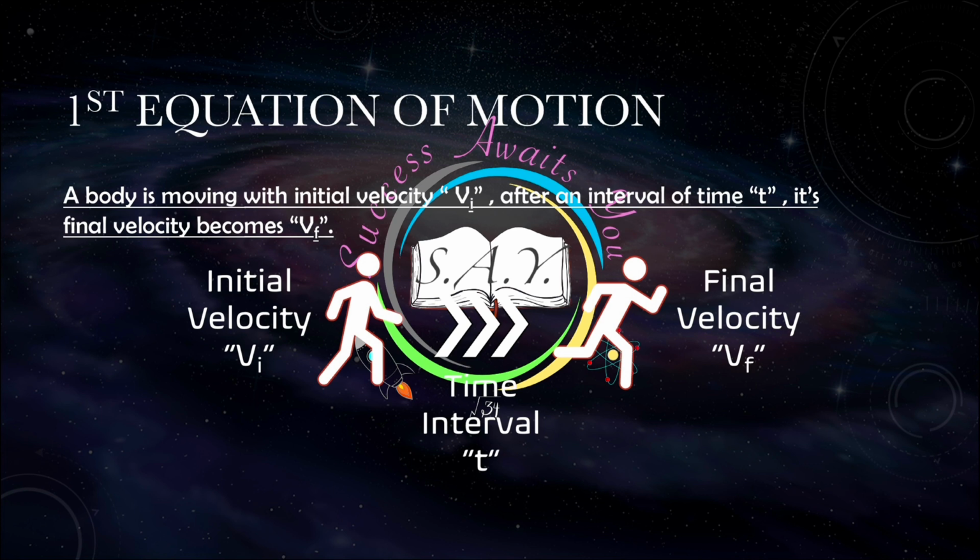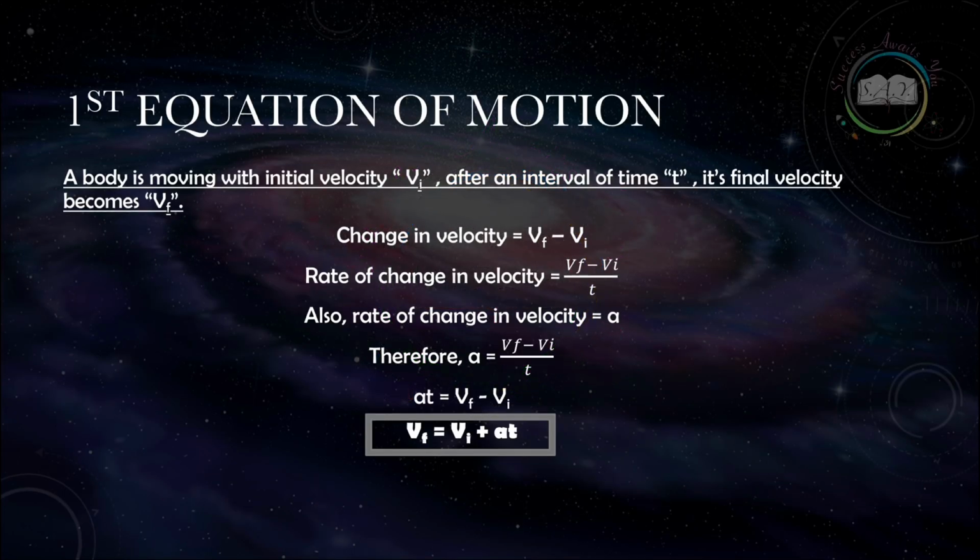For the first equation of motion, consider a body which is moving with an initial velocity of vi. After an interval of time t, the velocity of the body changes to vf, or the final velocity of the body. For the change in velocity, we will subtract initial velocity, vi, from the final velocity, vf. Rate means change with respect to time. So, the rate of change in velocity means dividing vf minus vi by time, t. But by definition, rate of change in velocity is acceleration. Therefore, a equals vf minus vi upon t.